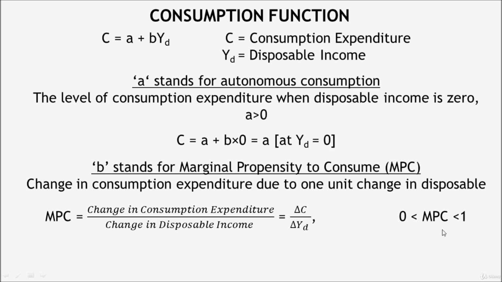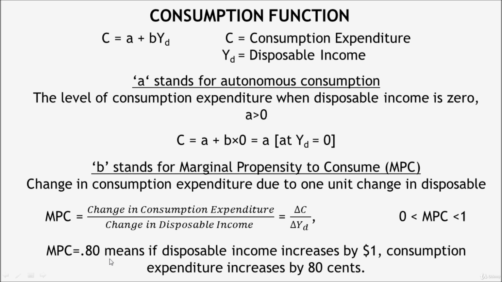As MPC measures change in consumption expenditure due to the change in disposable income, MPC equals 0.8 means if disposable income rises by $1, consumption expenditure rises by 80 cents. You can convert the statement suitably. You can say if disposable income rises by $100, consumption expenditure rises by $80.